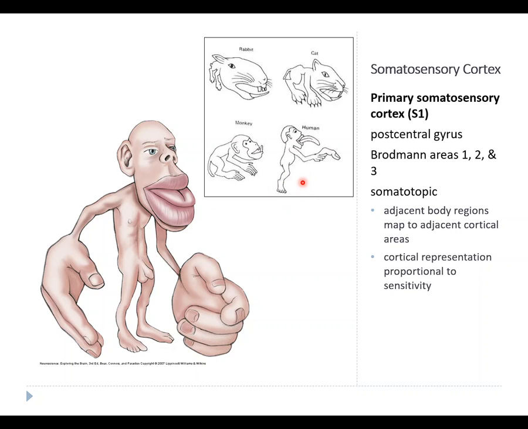Now, another question, though, is why are the lips and tongue so highly represented in humans? And to answer that question, you would have to ask, what do humans use their lips and tongues for that other animals don't? And one thing is the thing I'm doing right now, which is speaking. So speech is probably one of the reasons why humans have a lot of sensory innervation in the lips and tongue, and therefore why the brain in turn has a lot of real estate devoted to processing sensory input from that area.